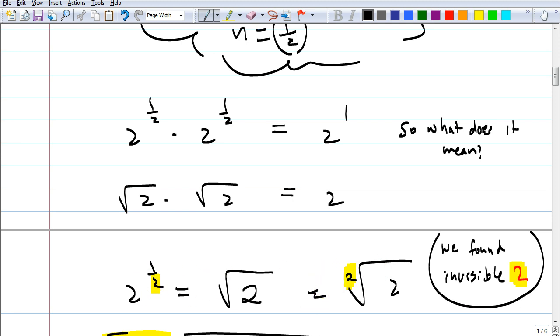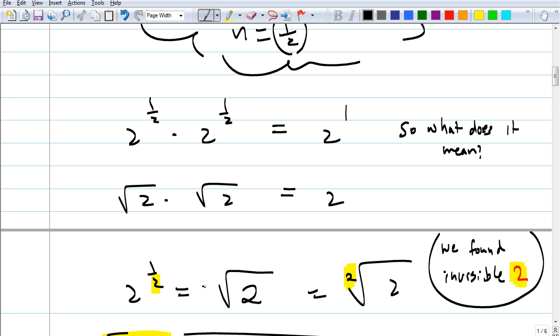Yes, question? So I'm confused. We have 2 to the half is equal to 2 squared? No, 2 to the 1 half is equal to rad 2. Is it just saying there's an invisible 2? Yeah, there's an invisible 2. You're supposed to write 2 here, they just don't write it. So if you don't see anything there, you know that it's 2. Does that make sense? Yeah.